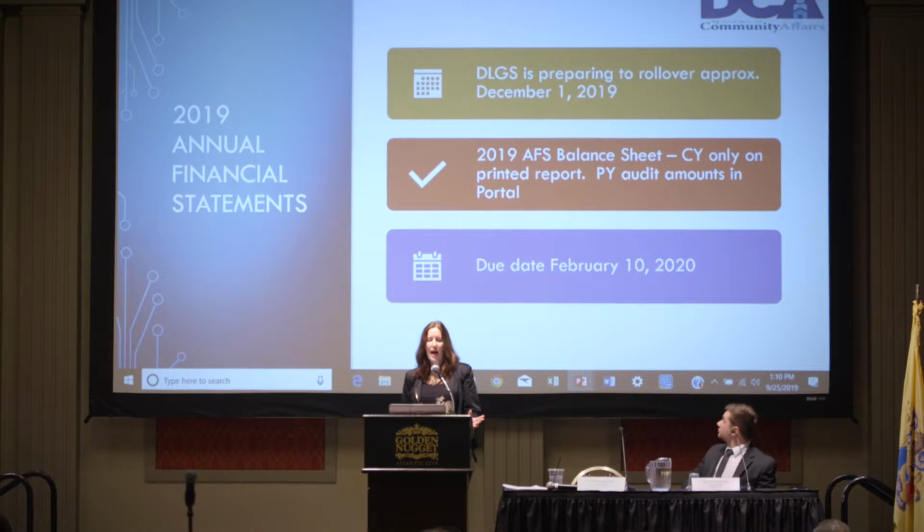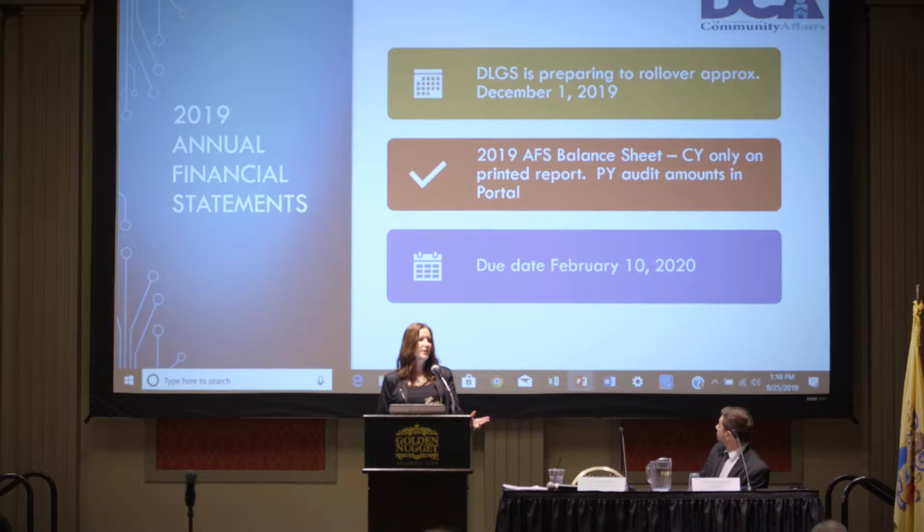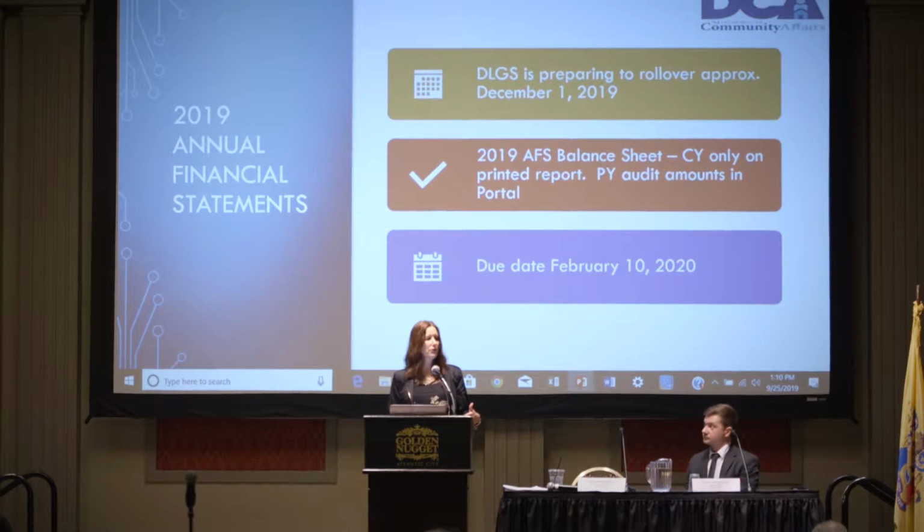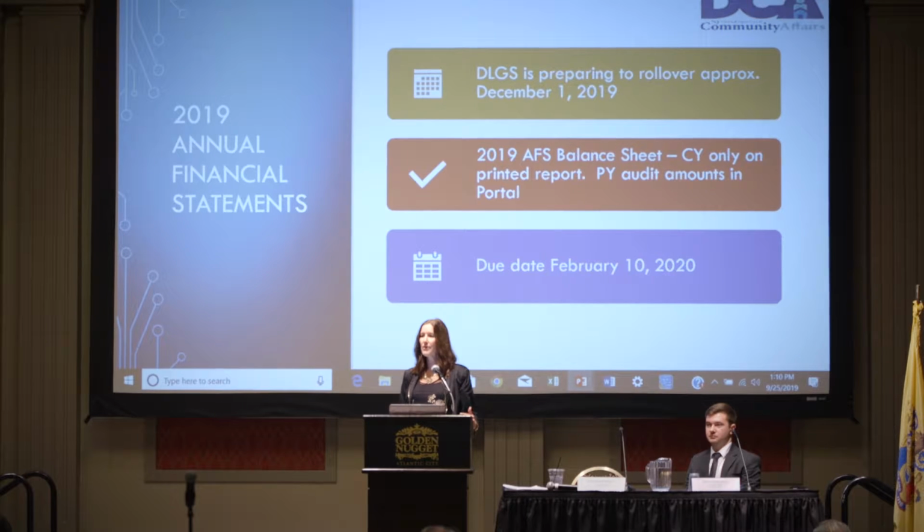We are getting some very good positive feedback. We've had little or no support calls, which we're pretty proud of. I know it is a smaller module that you need to comply with, but it seems to be quite seamless. The DLGS is preparing to roll over your 2018 audit approximately around December 1st, and that's when we're going to create the annual financial statements. We want to get ahead a little bit, about a month before the end of the year.